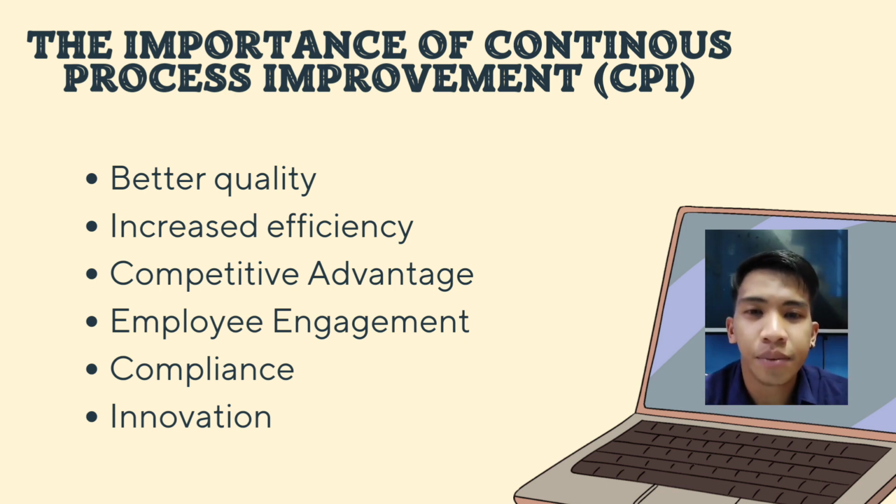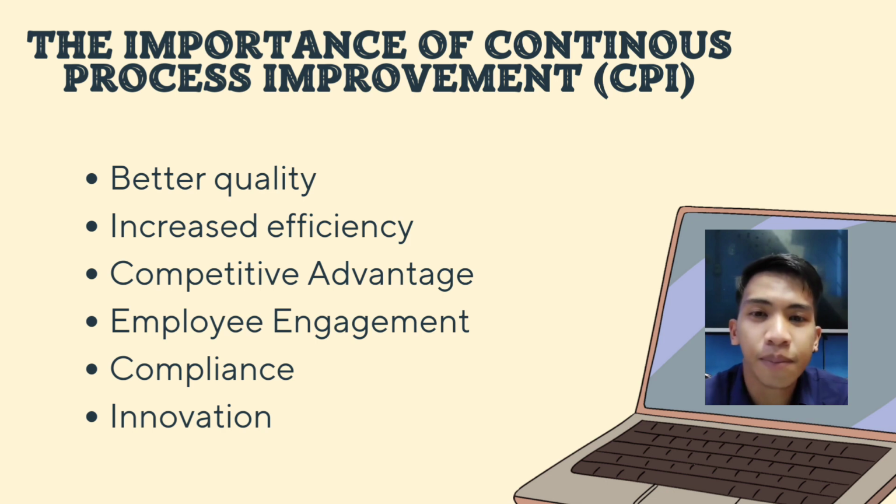Number two is increased efficiency. CPI helps organizations to streamline their process, reduce waste, and improve productivity. This can result in cost savings and increased profitability. And number three is competitive advantage. Organizations that are constantly improving their processes are better equipped to respond to changes in the market and stay ahead of their competitors.